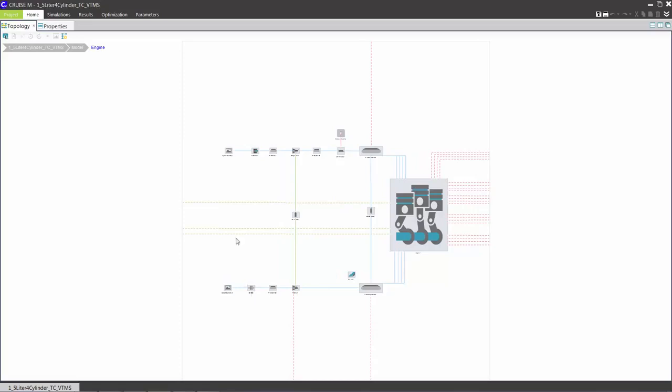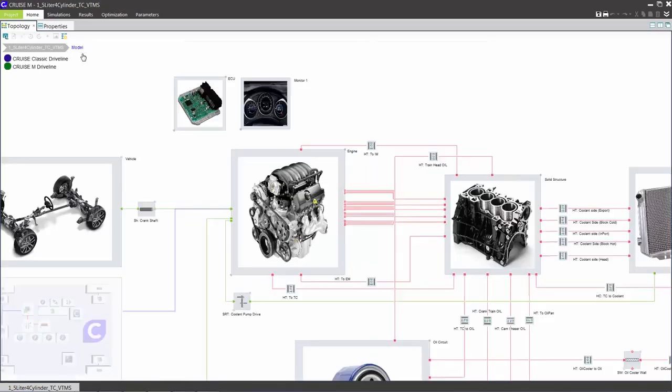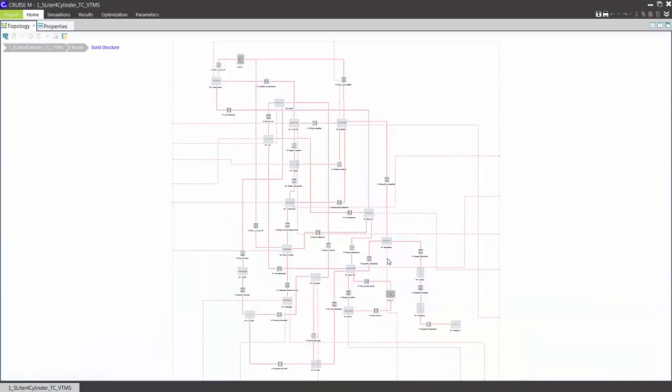Let's talk about the thermal structure. The heat transferred to the structure is transferred from the 4 combustion chambers using these red connections here. Red indicates a thermal connection. So let's have a closer look at the solid structure. On the left hand side, you can see a bunch of dashed red connections, which are basically just transferring the information about the heat generated in the engine.